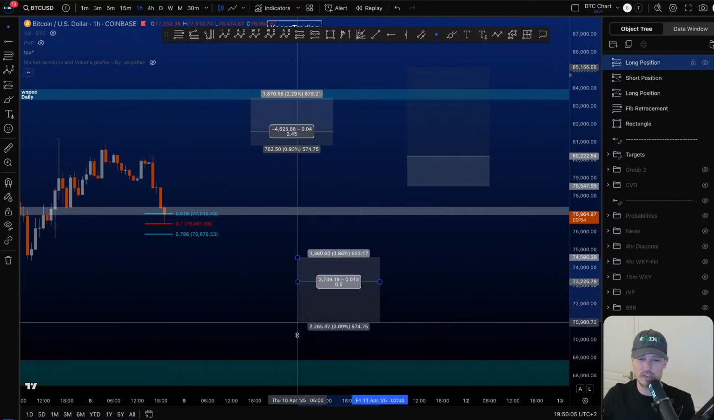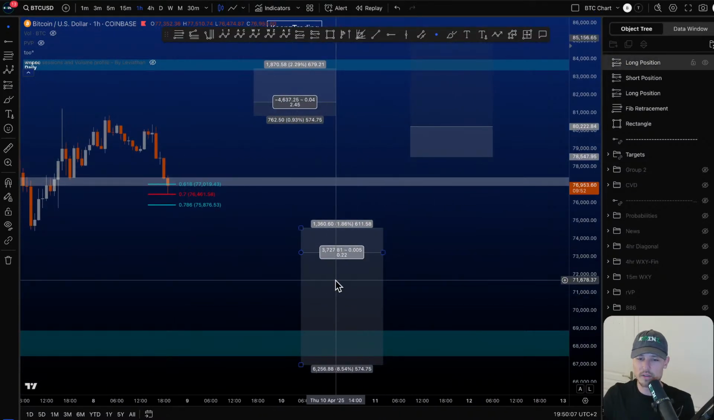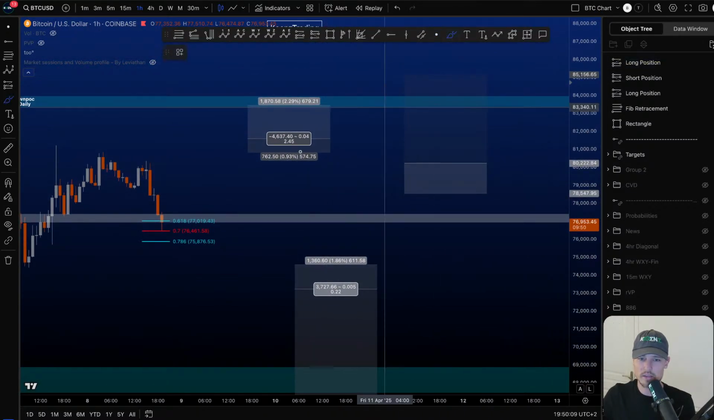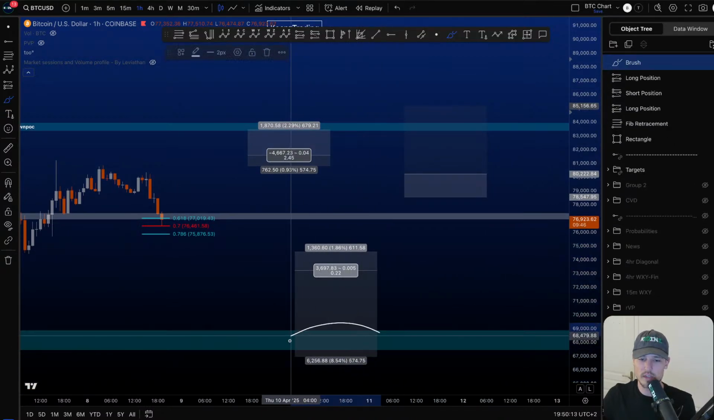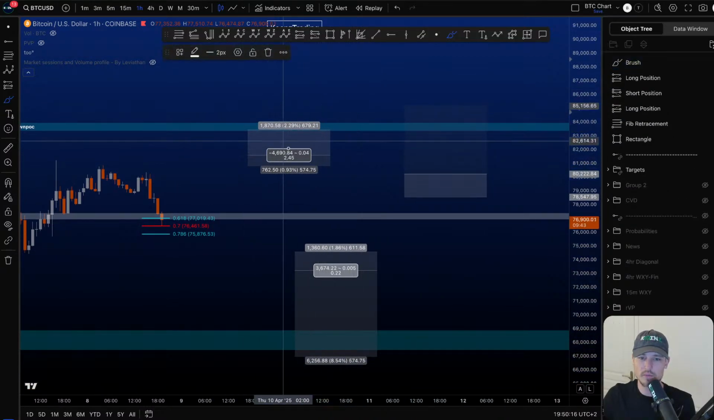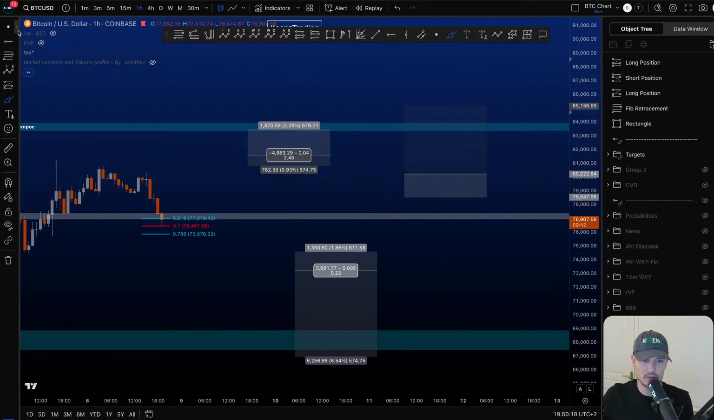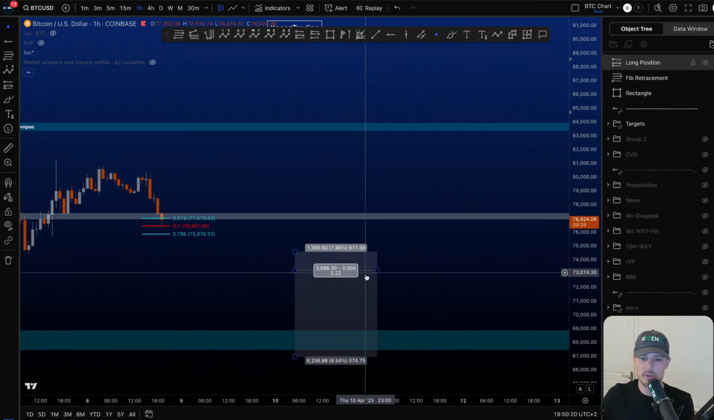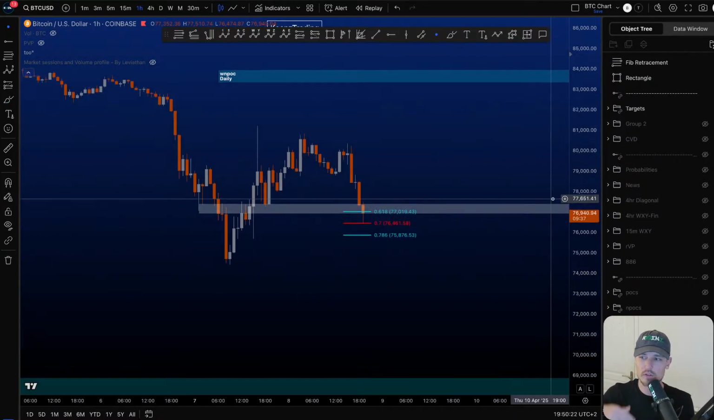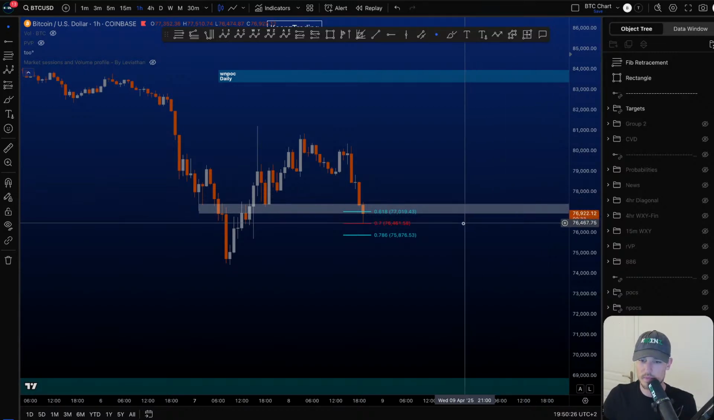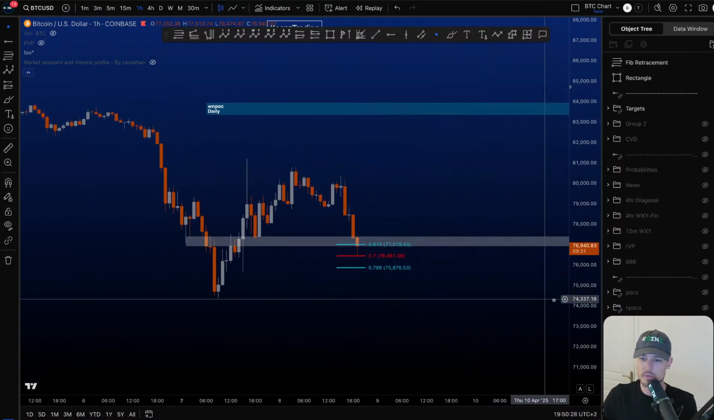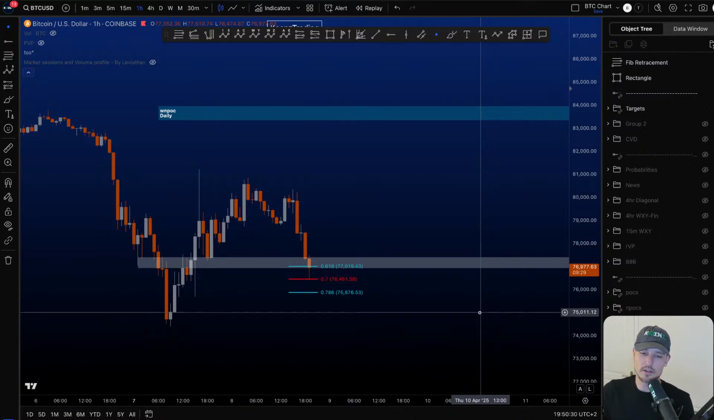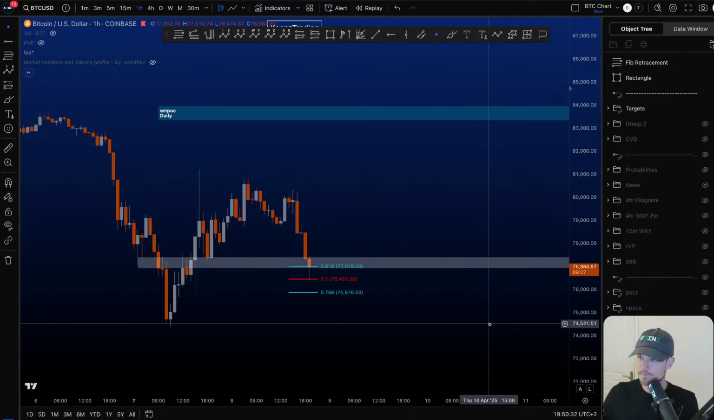This one might win, and then this one loses, and then here you lose 8K, and here you win 3K. It doesn't really add up to use the same size with different stop losses. So focus on the risk. The risk is most important, instead of having the same value every trade.